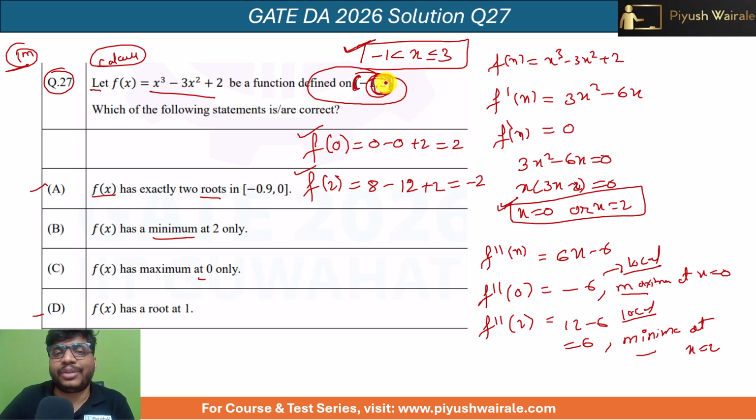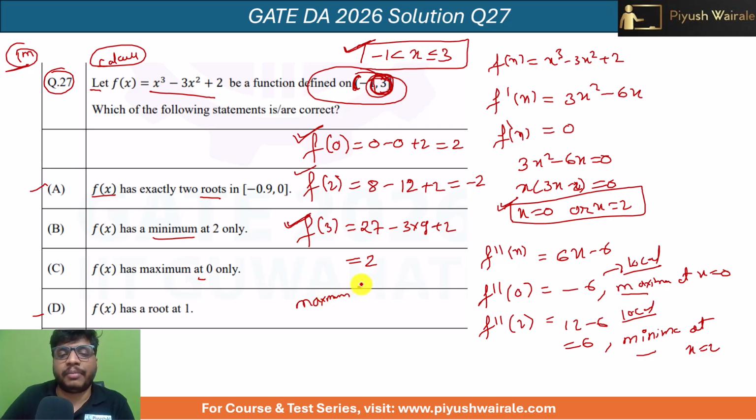Now we have to find out the f of x value at the boundary point as well. That is basically f of 3. So that will be 3 cube, 27, minus 3 into 9, plus 2. What we got is 2 here. If you observe, we got the maximum value of f of x at x equals to 0 as well as f of 3, you can see.